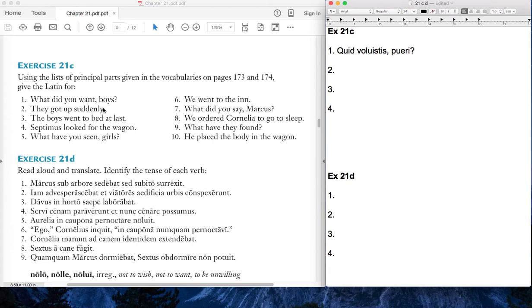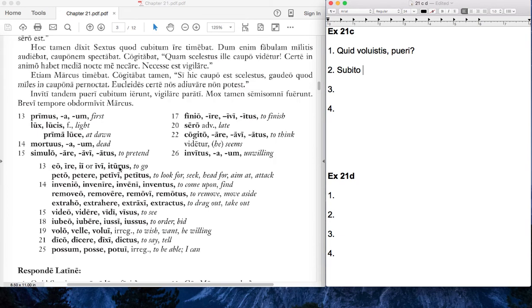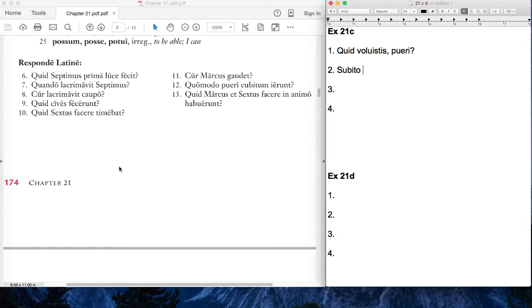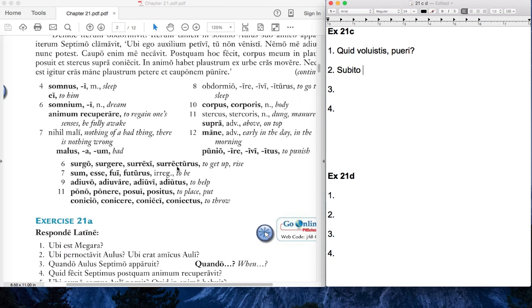Now, let's get rid of the easy part first. Suddenly is subito, and I think we could put that first here. It's really okay to put that adverb first. And then we're going to focus on they got up. Now, the verb to get up, see if it's here in this list here. Hold on a sec. Surgo. Oh, there it is.